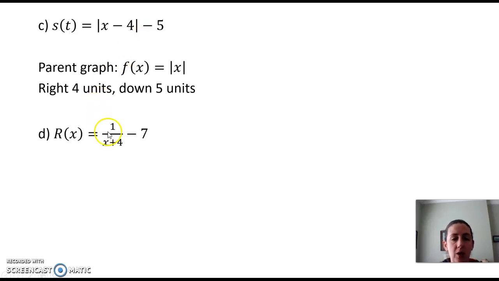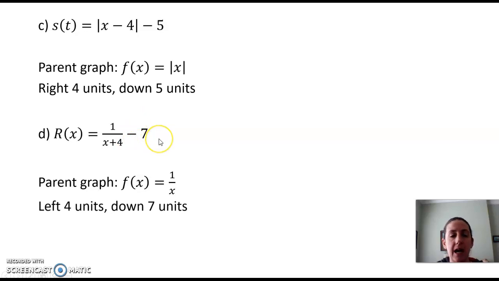R of x equals 1 over (x plus 4) minus 7. This being in the denominator tells us that our parent function is going to be 1 over x. This is inside the function, so adding 4 goes left. So we're going to go left 4 units, and this minus 7 outside the function means we're going to go down 7.